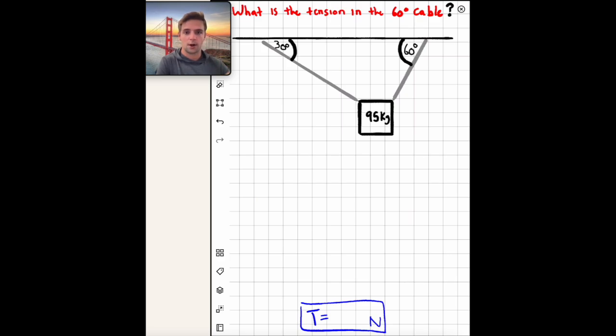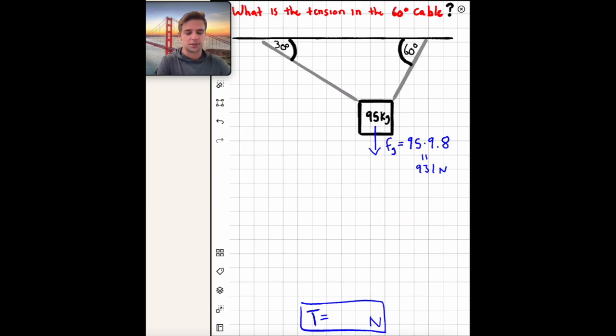First step, what are the forces acting on this block here? Most obvious force is the force of gravity, F gravity. We're also going to go ahead and calculate this. F equals mass times acceleration, so 95 times the acceleration of gravity, 9.8. Multiply those two things together and you get 931 newtons, okay? So we're well on our way.